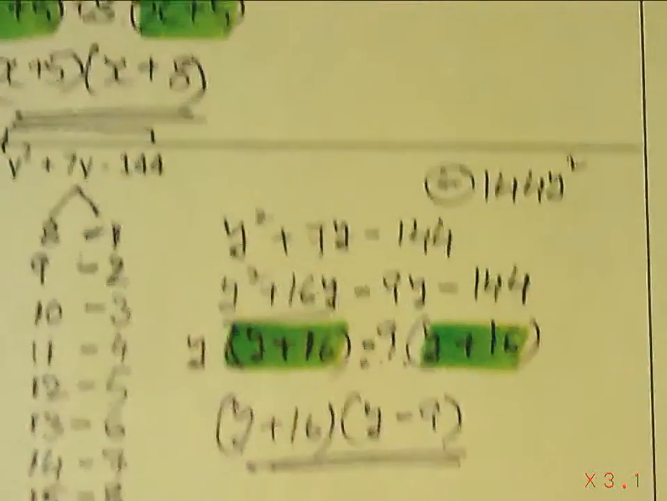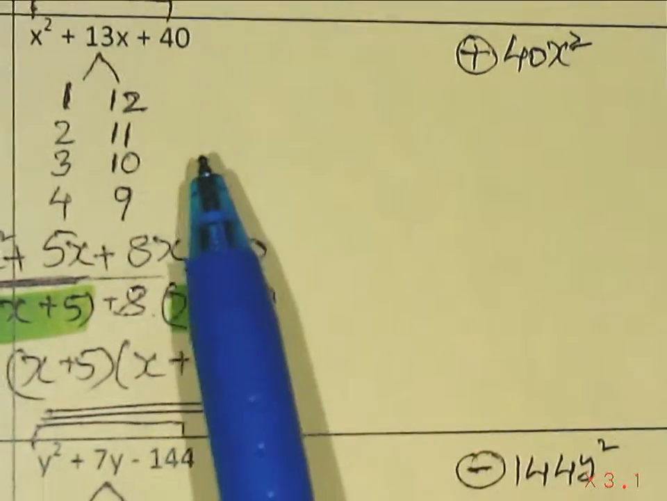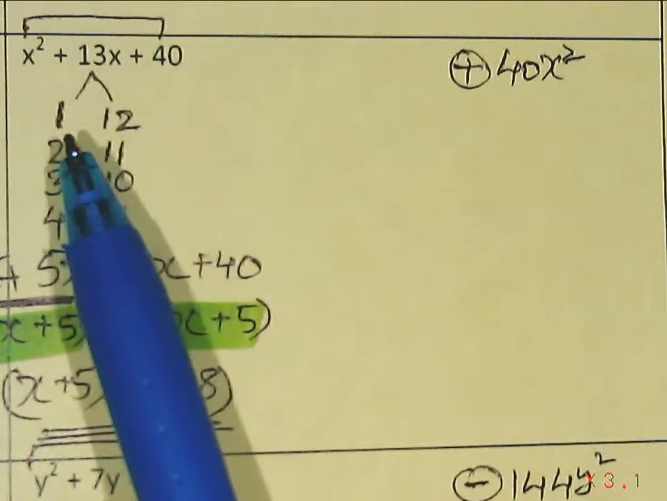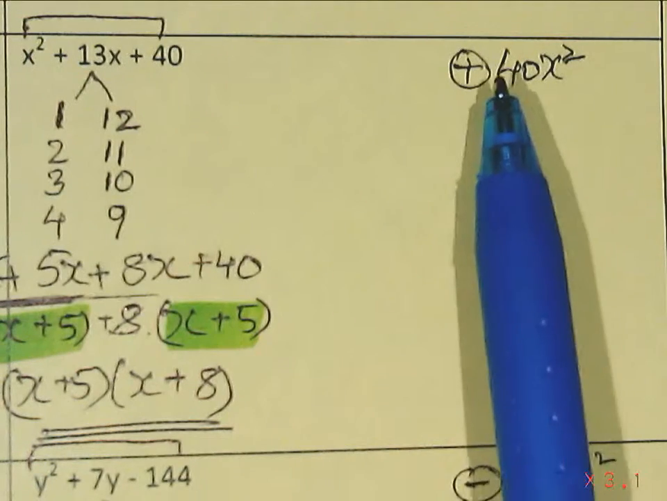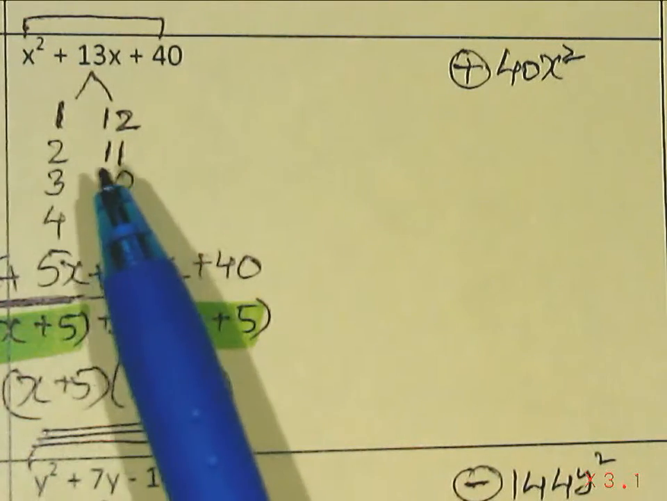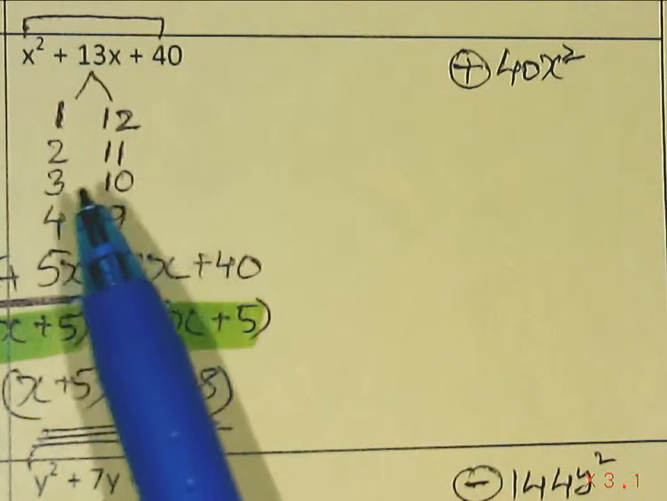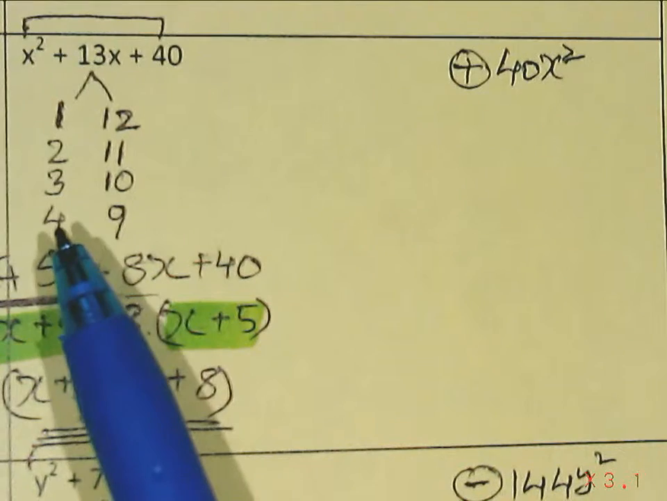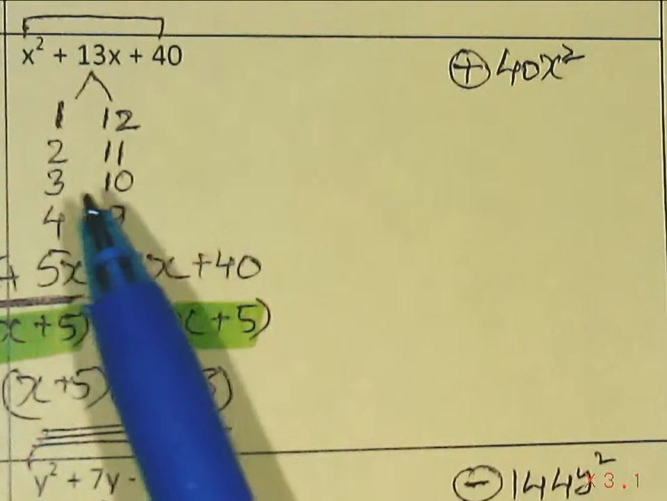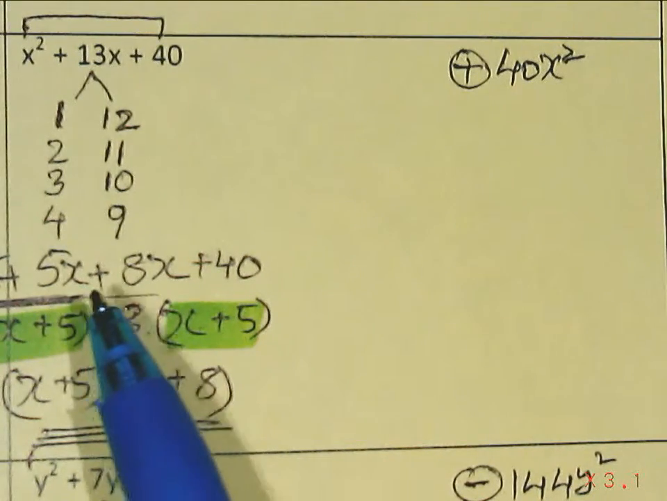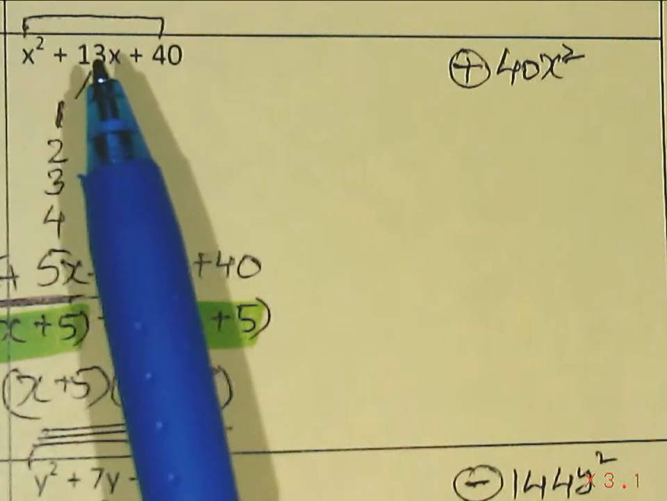You have to remember that if the product is positive, split the middle term and keep on adding. 1 plus 12 makes 13. I am adding because of this sign. Then 2 plus 11 is 13. 3 plus 10 is 13. But 3 times 10 is not 40. So 4 plus 9 makes 13. 4 times 9 is not 40. So you keep trying with the combinations. If there is a positive sign, you have to add them and make it equal to the middle term.